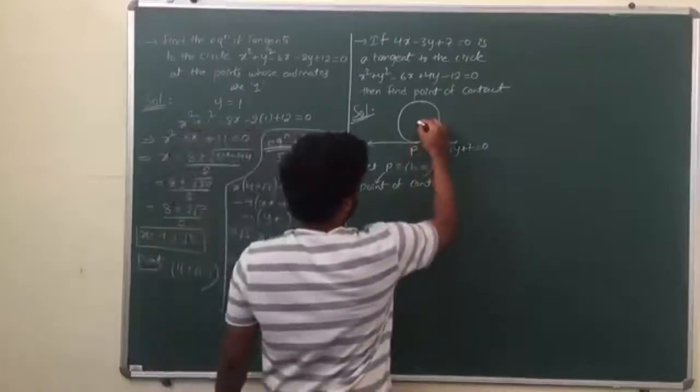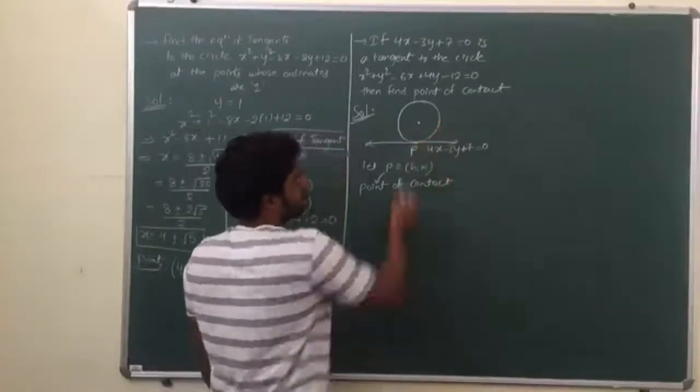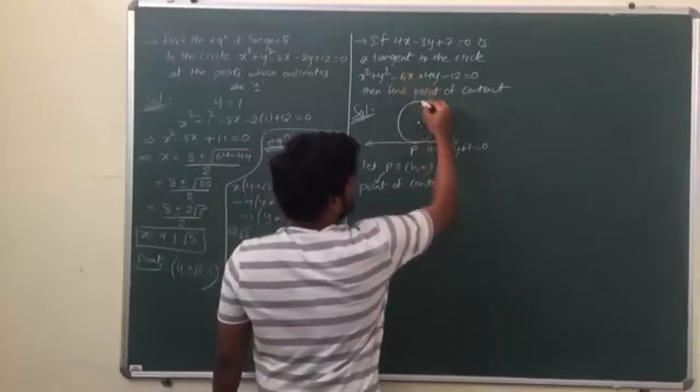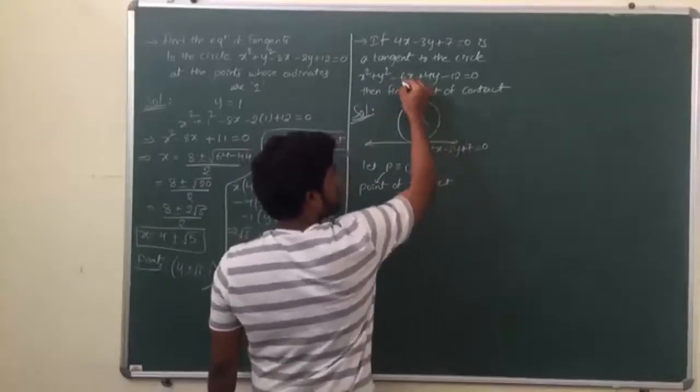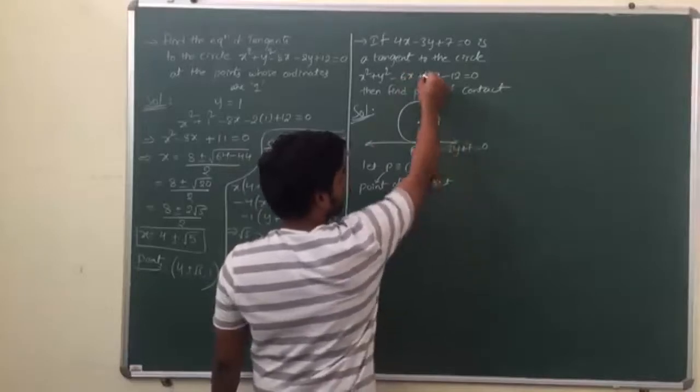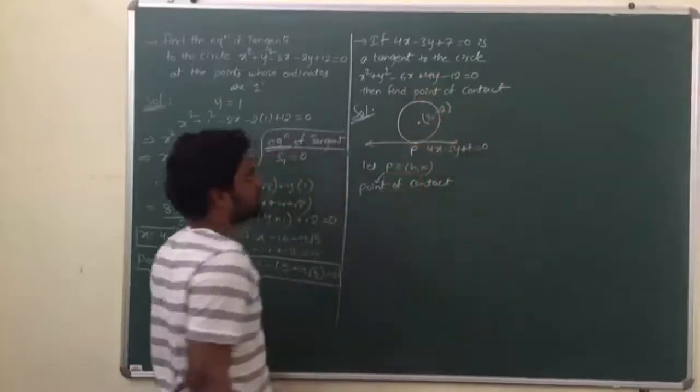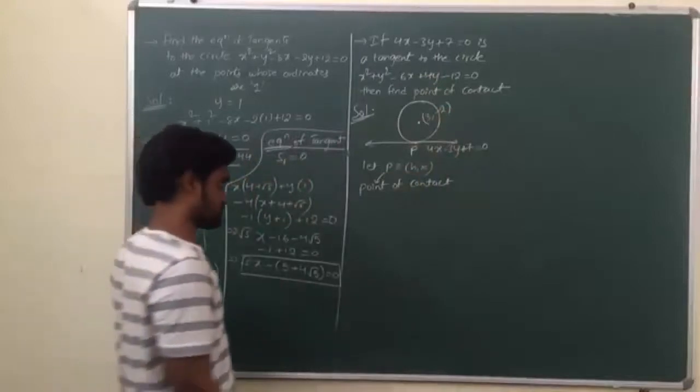And then what is the center of the circle? What is the center? Observe. If there is minus, you have to put plus, 6 by 2 is 3, minus 2. So (3, minus 2) is the center of the circle.